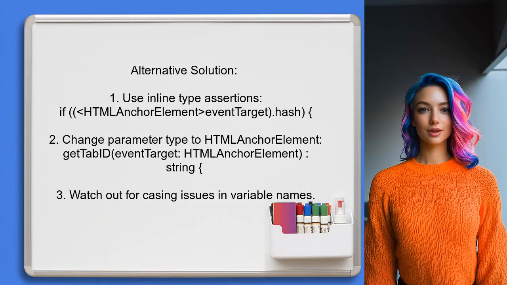One alternative approach is to use inline type assertions by surrounding the assertion with parentheses. For example, you can check if the hash property exists by writing an if with parentheses around the type assertion. Additionally, you can avoid type assertions altogether by changing the parameter type to HTMLAnchorElement directly. This way, you can access the hash property without any casting. Lastly, be mindful of the casing in your variable names to avoid confusion.